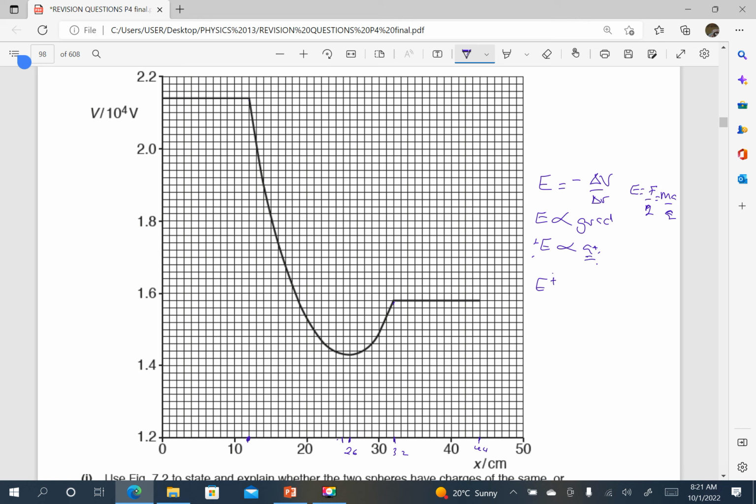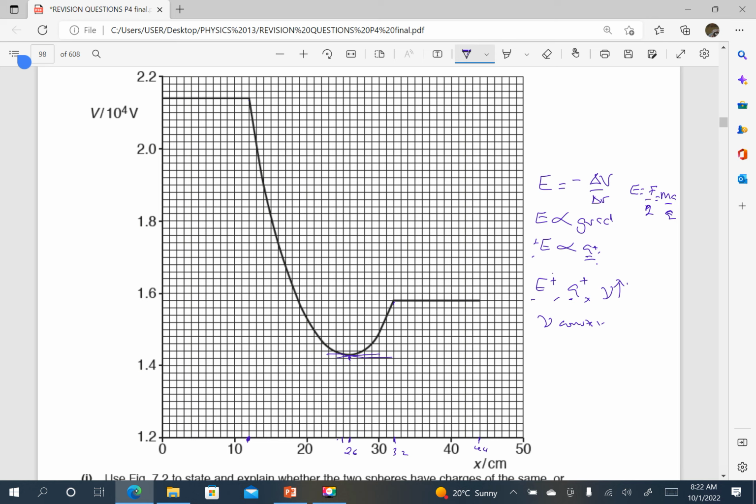Between 12 and 25, the gradient is negative, but remember E is the negative potential gradient. So if the gradient itself is negative, then times the negative, E becomes positive, which makes acceleration positive. A positive acceleration means speed is increasing. At x equals 26 centimeters, you notice that the gradient here is going to be 0, because if you draw a tangent here, it will be a horizontal line at 26 centimeters. The gradient is 0, meaning the acceleration is 0. When the acceleration is 0, it means the speed is maximum and constant.